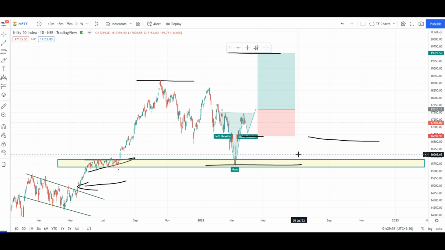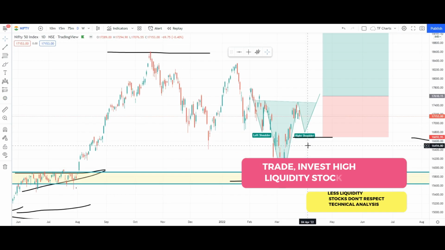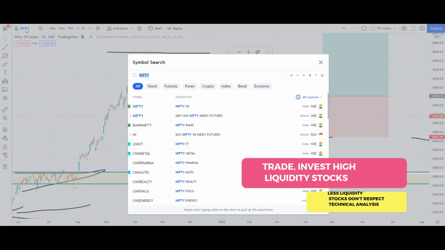And the second key point is to always trade in high liquidity stocks like Reliance, Infy, or stocks with more buyers and sellers. But never ever trade a stock with less liquidity. For example, let me open a stock named Geeta Renewables chart here.